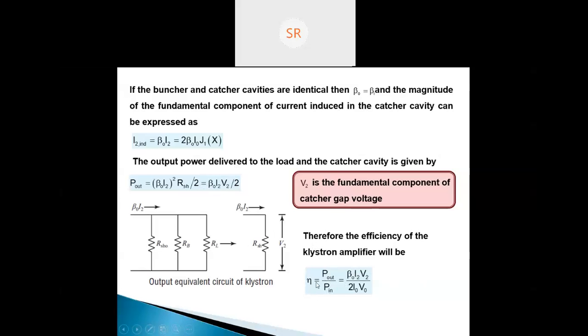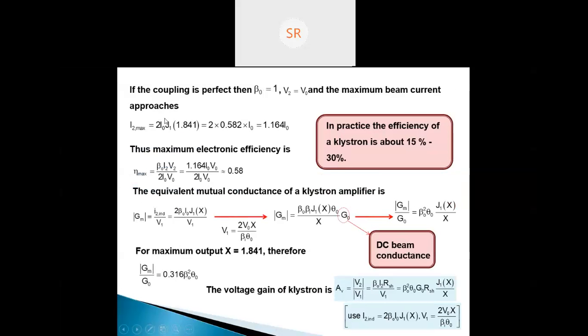How much is the P out? That is the P out at the catcher cavity. P in means the input signal, the beam current, so that's why twice I0 V0. That is about the electronic efficiency. So we can obtain that.